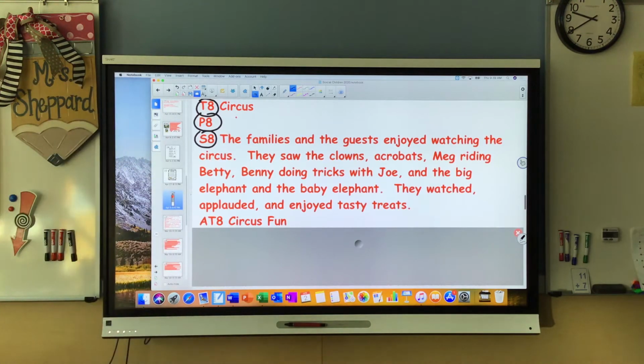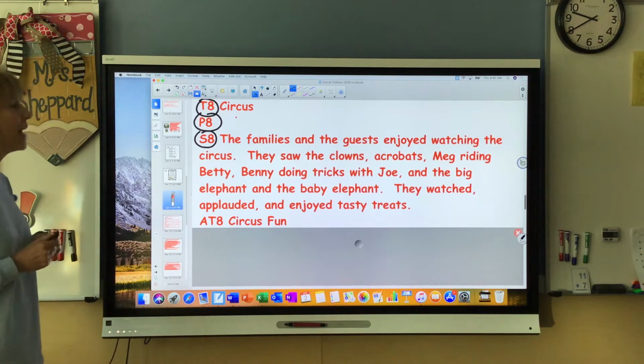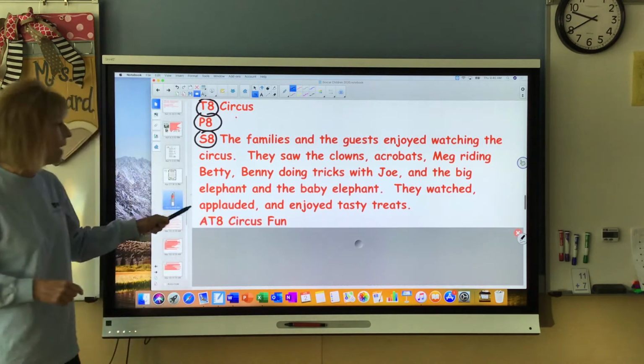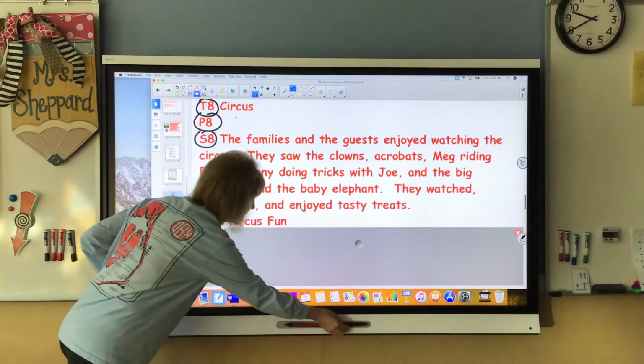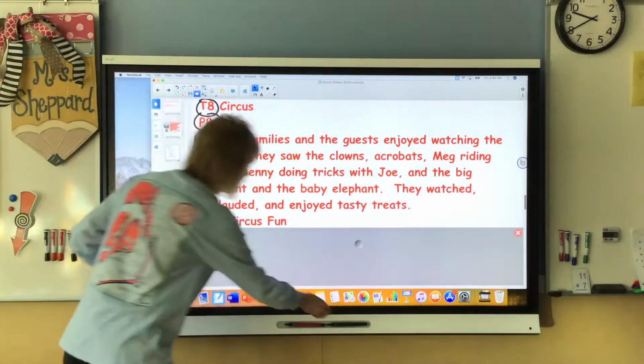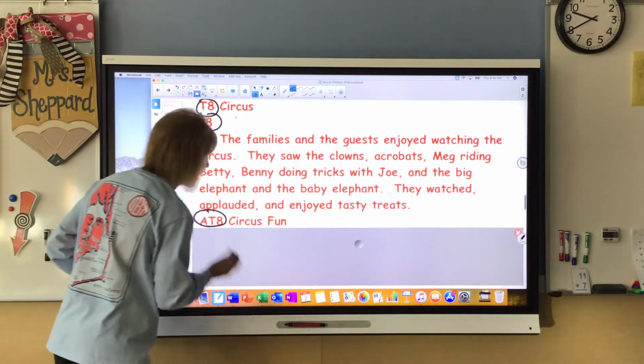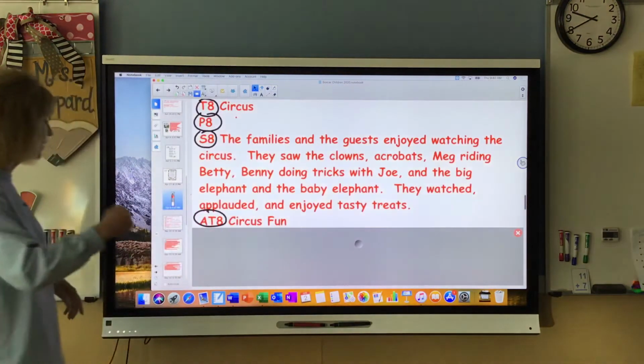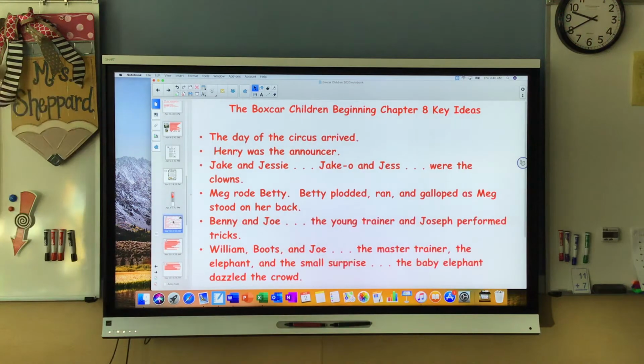Reading that summary with me from home, I should hear those loud voices. The families and the guests enjoyed watching the circus. They saw the clowns, acrobats, Meg riding Betty, Benny doing tricks with Joe, and the big elephant and the baby elephant. They watched, applauded, and enjoyed tasty treats. Our AT8, another title for chapter 8, was Circus Fun. Now we're going to go right into our key ideas for chapter 8.